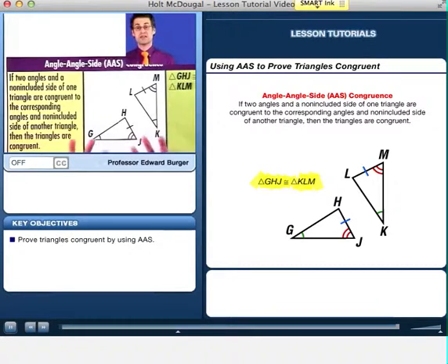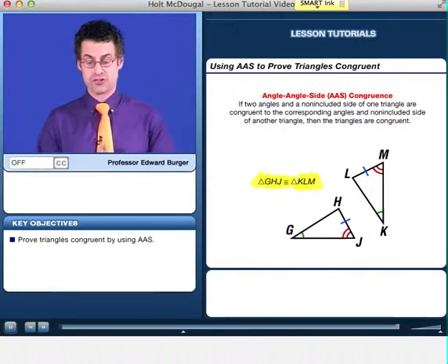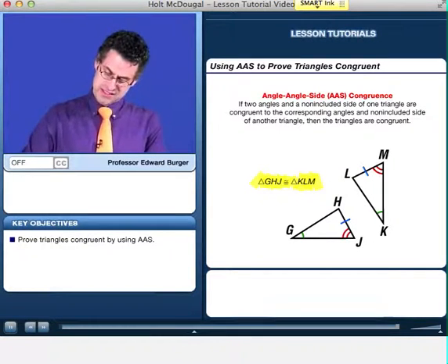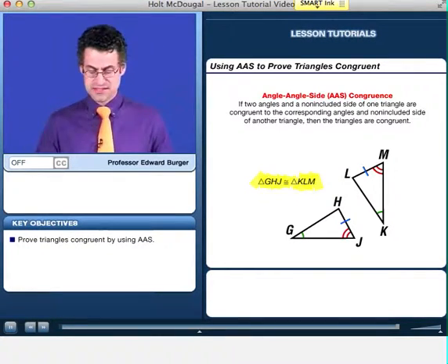Therefore, there's a new method that we can use to prove two triangles are congruent, which is especially handy when we know something about two angles and then the side that follows. Let's take a look at some examples.